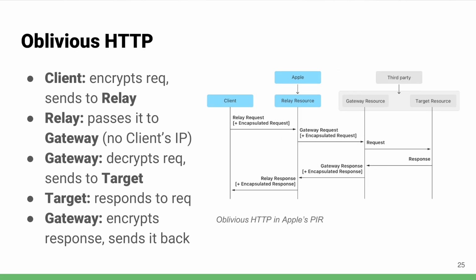And finally, the last component is Oblivious HTTP. Privacy Pass ensures anonymous authentication. PIR hides the query. And Oblivious HTTP removes the final identifier, the user's IP address.